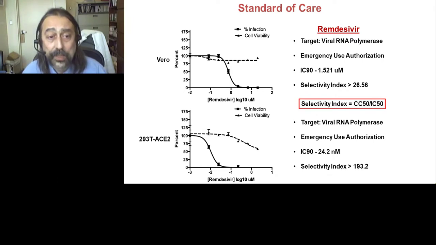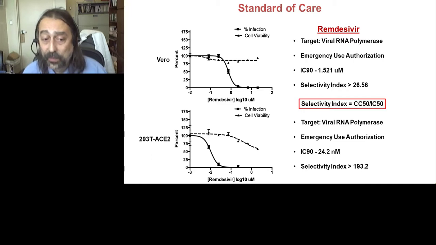Now, you do the same assay, not in Vero cells, which are monkey cells, but for remdesivir in human cells, and for that, in this human cell, we need to express ACE2 because it does not express ACE2 to allow the virus to replicate. So these are done now in 293T cells with ACE2. Now, actually, the IC90 of remdesivir goes from 1 micromolar to 24 nanomolar, which is more characteristic of the effective dose of remdesivir in humans.